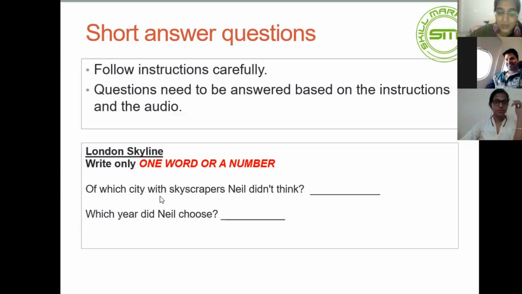It says, of which city with skyscrapers did Neil not think? Which means that probably this person Neil is going to be talking about some cities that have skyscrapers and hasn't mentioned or has forgotten to mention one particular city. Again, you don't have to guess it. It is going to be there in the audio clip. And then it says, which year did Neil choose? So probably they're talking about some years, like 2000, 2001, or 2021. This particular person chooses a certain year, so you need to listen to what it is.